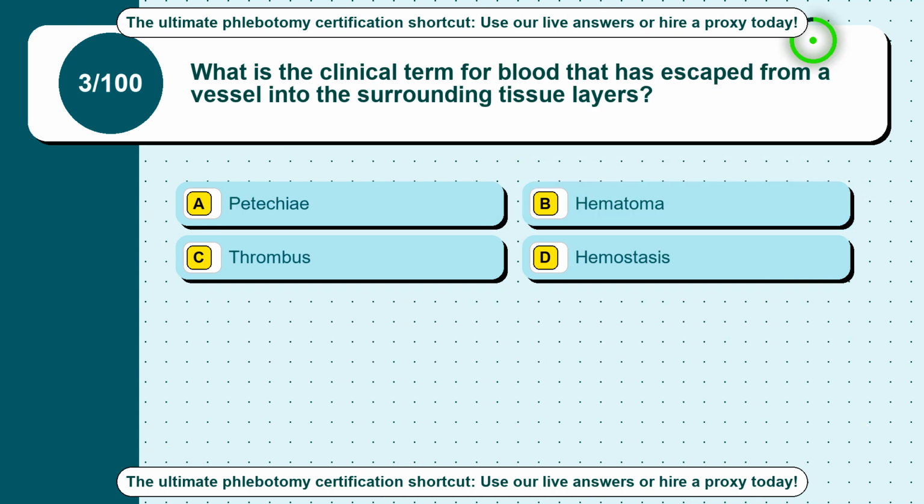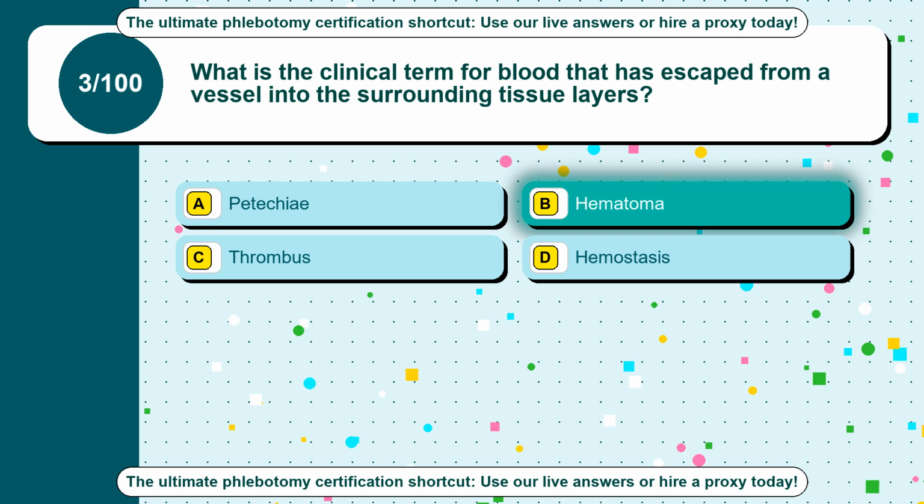Question 3. What is the clinical term for blood that has escaped from a vessel into the surrounding tissue layers? Option A. Petechiae. Option B. Hematoma. Option C. Thrombus. Option D. Hemostasis. The correct answer is option B.